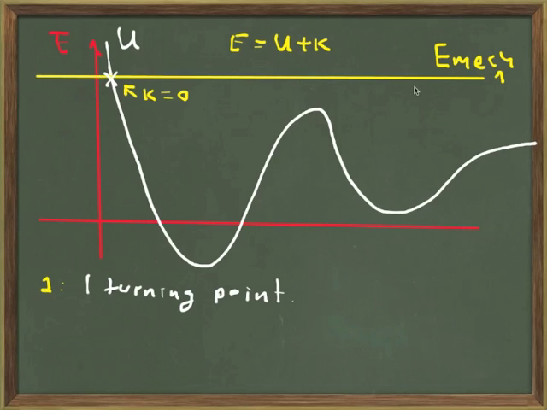And this particle is not bound, right? Because it's not required that this particle stay in any particular location. It can come from plus infinity, come back to this point, and then go out again to plus infinity. So this particle is not bound.